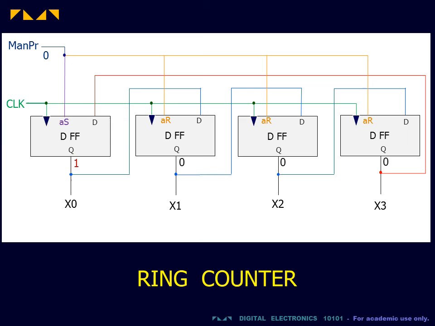The manual preset is then deactivated. The 1 that was loaded into the first flip-flop will then cycle around the ring counter, advancing 1 flip-flop with each clock pulse.